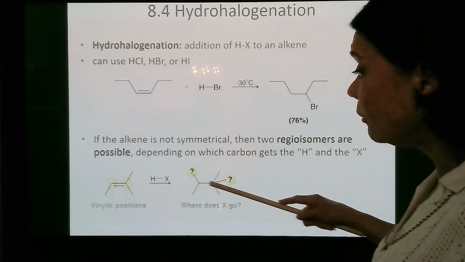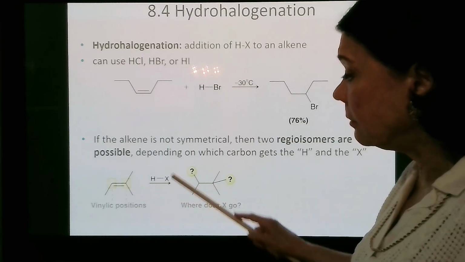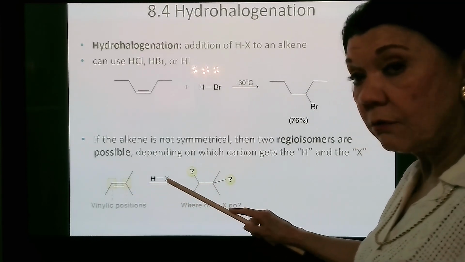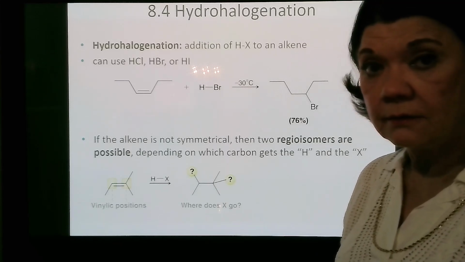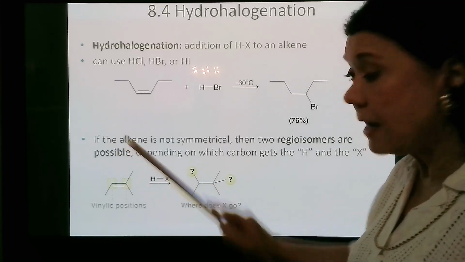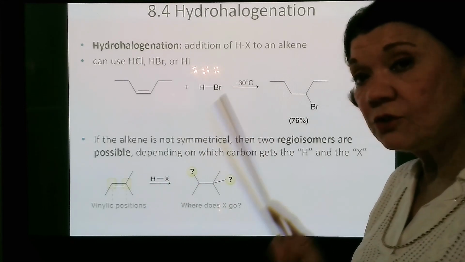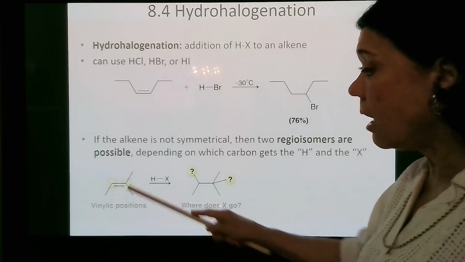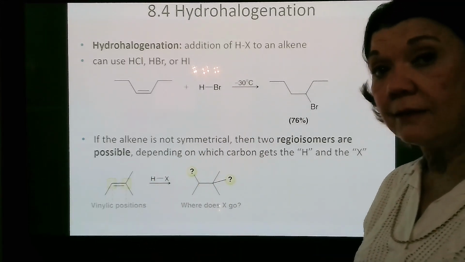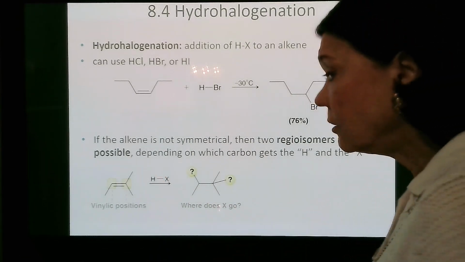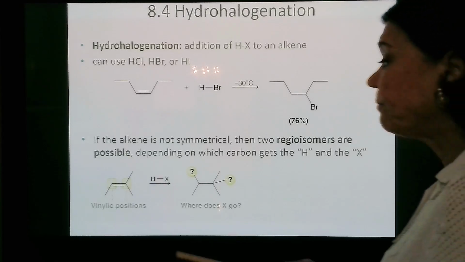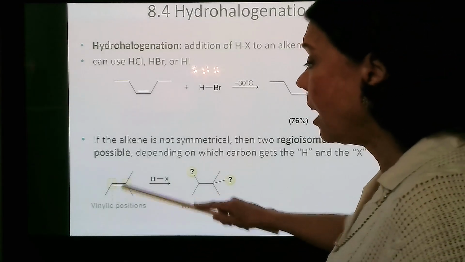Because whichever side the proton goes to, the halogen or the anion is going to go to the other carbon, right? Because you can't put them both on the same carbon. So once you've decided where the proton goes, you've automatically decided where X goes, because it has to go to the other carbon.